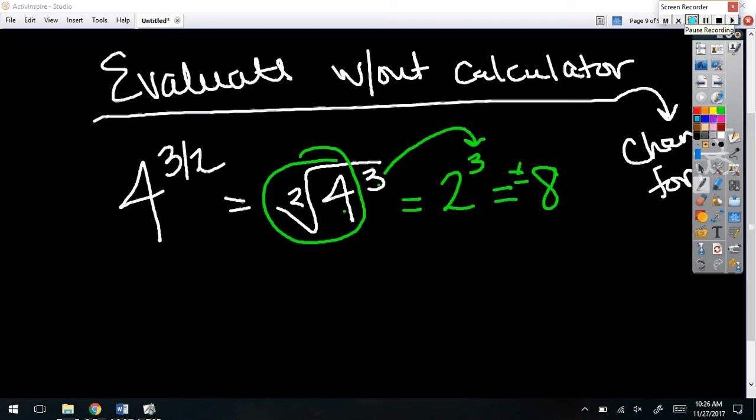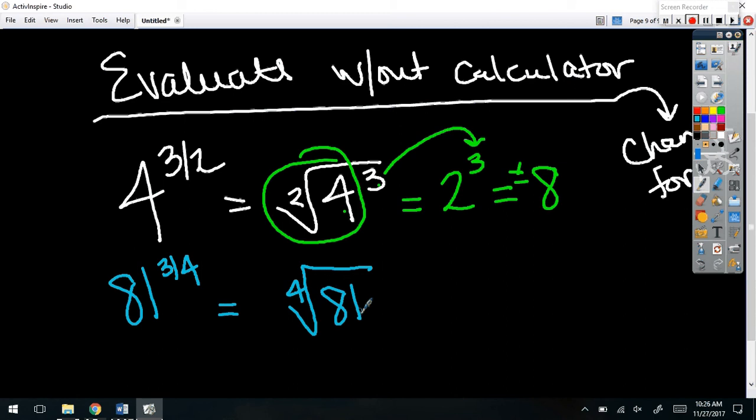All right, let's say I changed it to 8 to the 3 fourths. Now when I change the form on this, because I'm asked to evaluate, what's the root? 4. What's the base? 8. What's the exponent? 3. If I don't have a calculator and I'm trying to do 81 to the third, that's a pretty big number, right? But the fourth root of 81 is a pretty easy root.